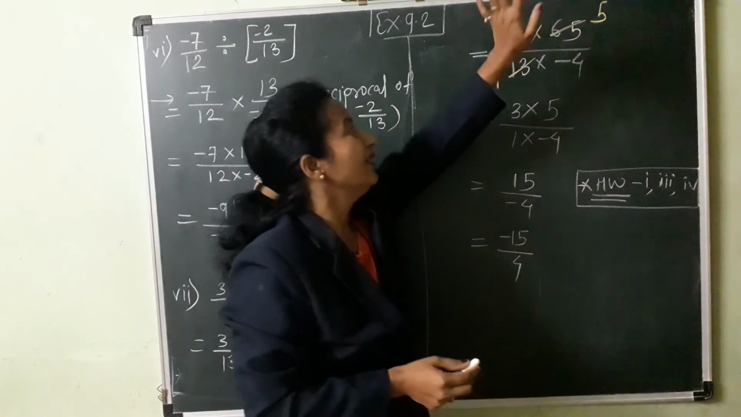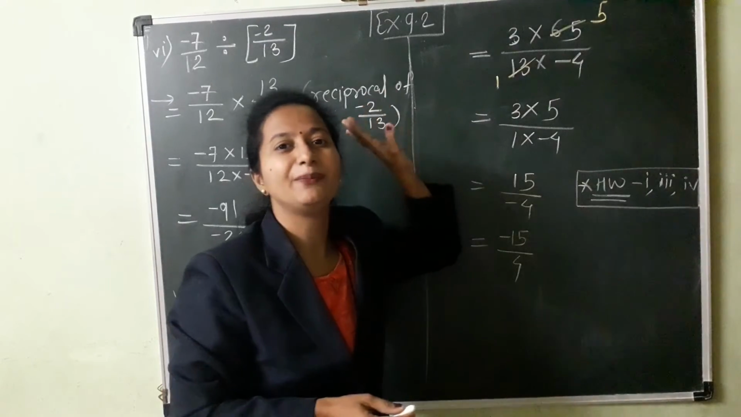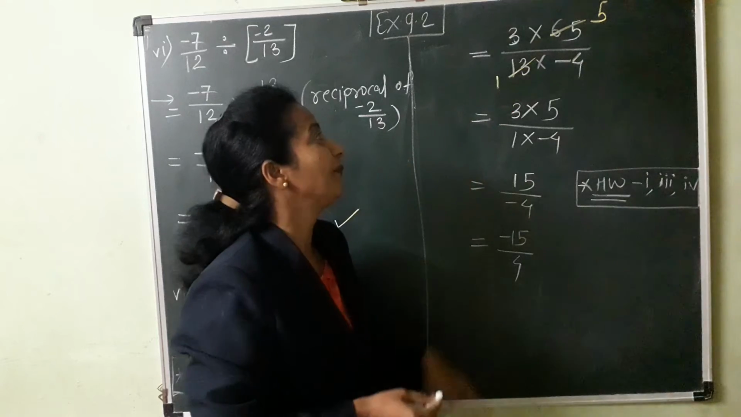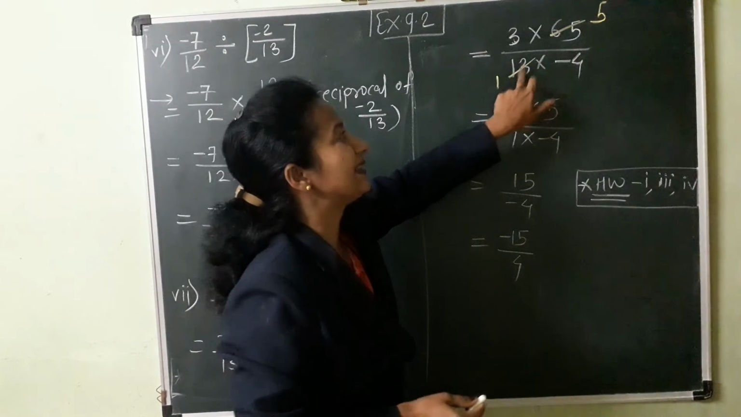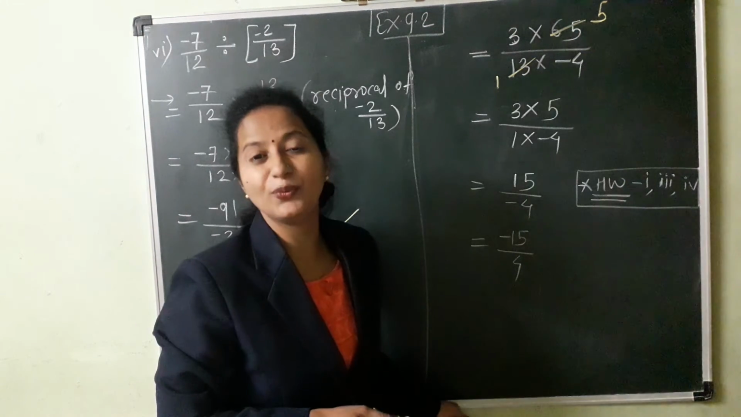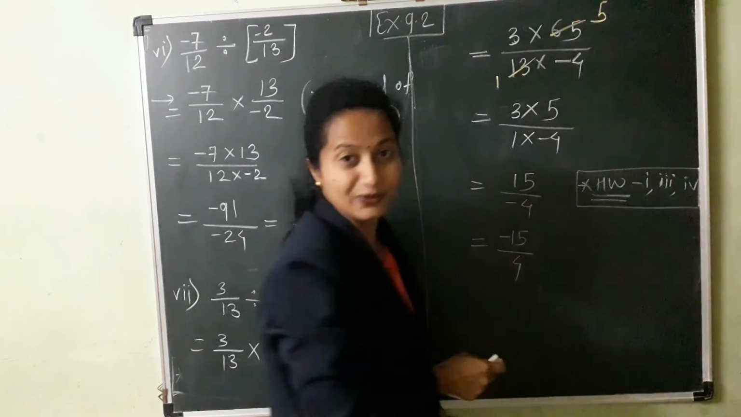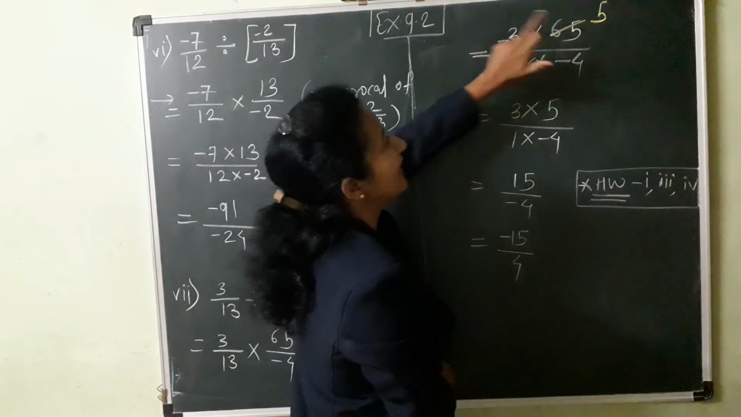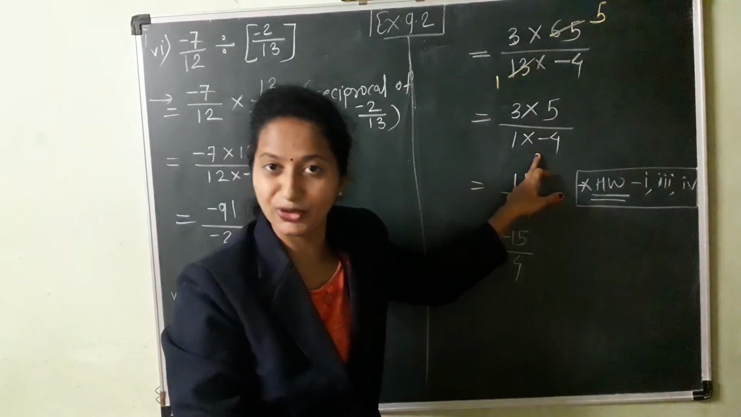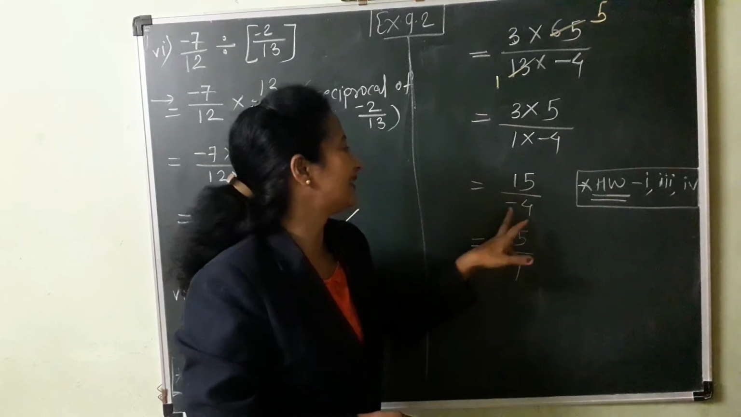Now you can see here, if it is possible, you have to observe the numbers. If we can divide the numerator and denominator by any common number, then we have to reduce here only. Now you can see the denominator 13 is there and in the numerator 65 is there. So we can reduce 13 and 65 because 13 fives are 65. So 13 ones are 13, and 13 fives are 65. That's why 3 multiplied by 5 in the numerator upon 1 multiplied by minus 4 in the denominator. 3 fives are 15 and 1 multiplied by minus 4 is equal to minus 4.